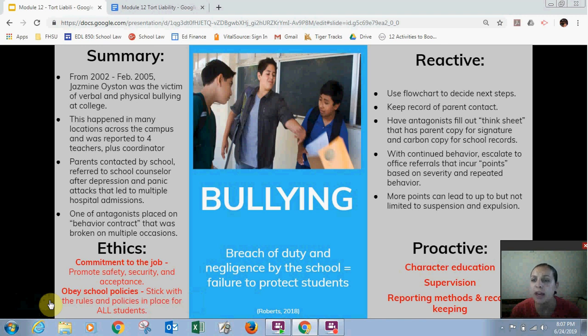If it's a repeated behavior, or if it's just a one-time, or if it's incidental, who to contact, those type of things. And we keep record of when we contact parents for these. We also have our students that are the antagonists, or someone who perpetrates these kind of behaviors, fill out what we call a think sheet. I know elementary, especially primary, is different where I'm at than what a high school would fill out.